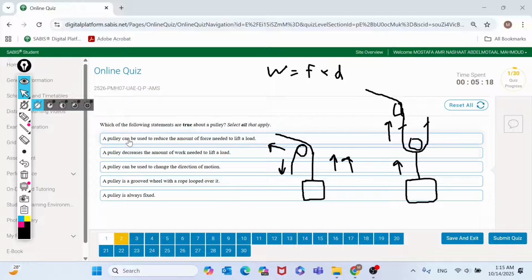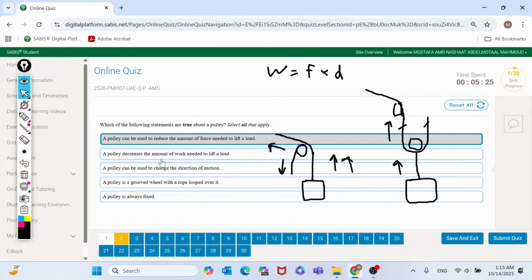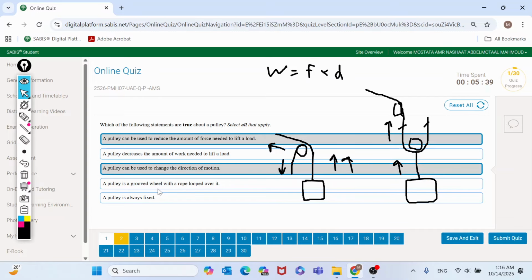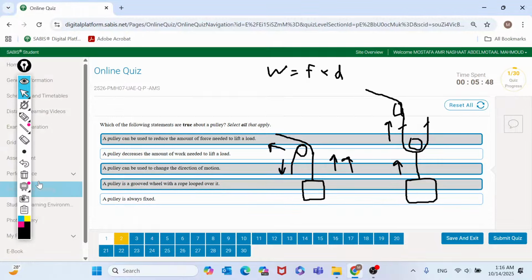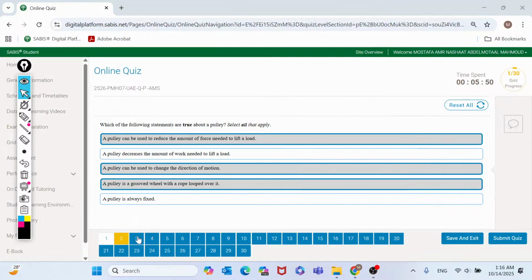A pulley can be used to reduce the amount of force needed to lift the load. Yeah. In this case, a pulley decreases the amount of work needed to lift the load. No, work stays constant because you double the distance, but you decrease the load. A pulley can be used to change the direction of motion. Yeah, in this case, a pulley is a grooved wheel with a rope looped over it. This is the wheel and the rope is looped over it. A pulley is always fixed. No, it can move. It can be attached to like a moving system.